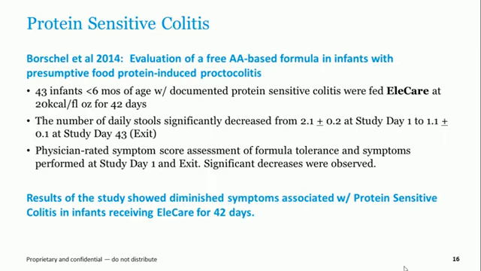Then with protein-sensitive colitis, these were children that were presumed to have food protein-induced proctocolitis. They were under 6 months of age and they were fed for a period of about 2 months. The number of stools really decreased, but also the physicians reported that their symptoms actually resolved as well. So it diminished symptoms when these children had this protein-sensitive colitis.